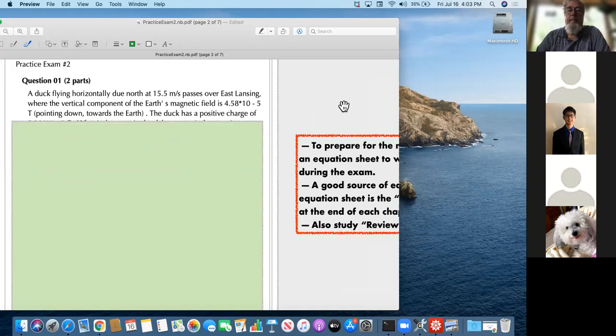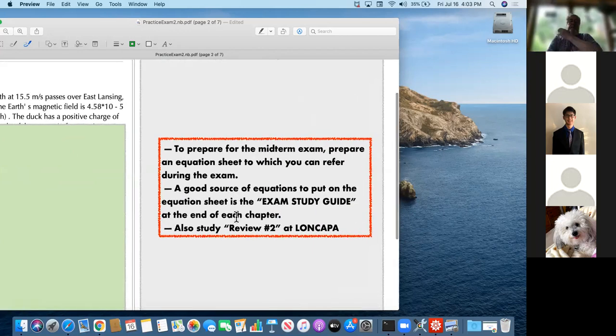All right, so to prepare for the midterm exam, you need an equation sheet that you can refer to during the exam. You're allowed to have an equation sheet where you have the equations written down that you'll need to use during the exam. A good source of those equations that you can put on the equation sheet is the exam study guide, which you'll find at the end of each chapter. So at the end of each chapter, there's a one or half a page guide to equations from that chapter. And that's a good source of the equations that you're going to need.